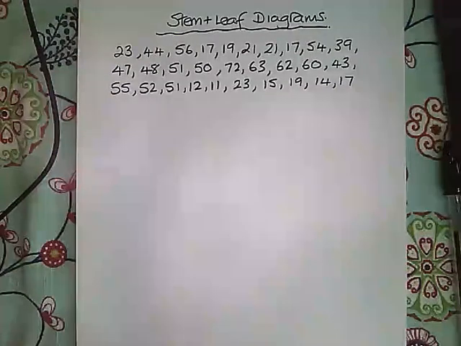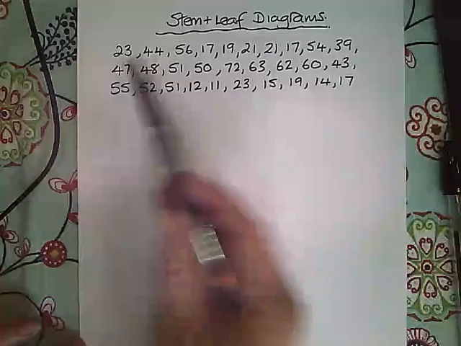So we have got here quite a lot of data which needs sorting out, and a stem and leaf diagram is one of the ways in which we could sort this data out to make it more manageable and easier to look at. So the first thing we have to do when we're doing a stem and leaf diagram is work out what the stem is going to be and what the leaf is going to be in our diagram.